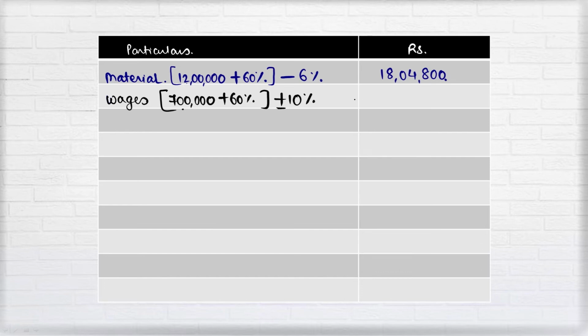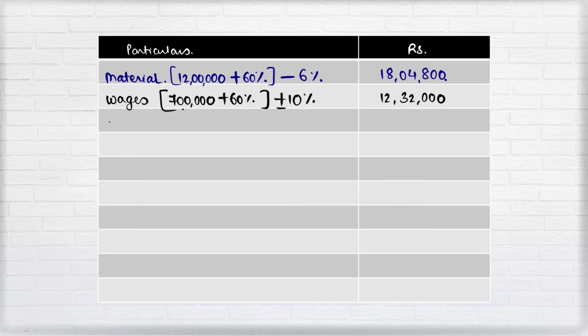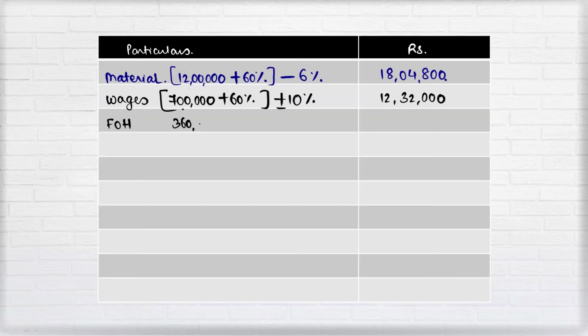What is the answer? 12 lakh 32,000. They want just an idea of total cost, so I am not preparing a cost statement giving them fixed and variable. Manufacturing overhead: there will be an increase of 20% in fixed overhead. Fixed overhead 3,60,000 plus 20% is 4,32,000.